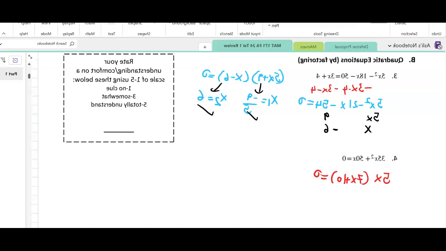So then zero product rule. From here we get one root equal to 0. From here we get 7x plus 10 equal to 0. And that will be negative 10 over 7. So that's another one.